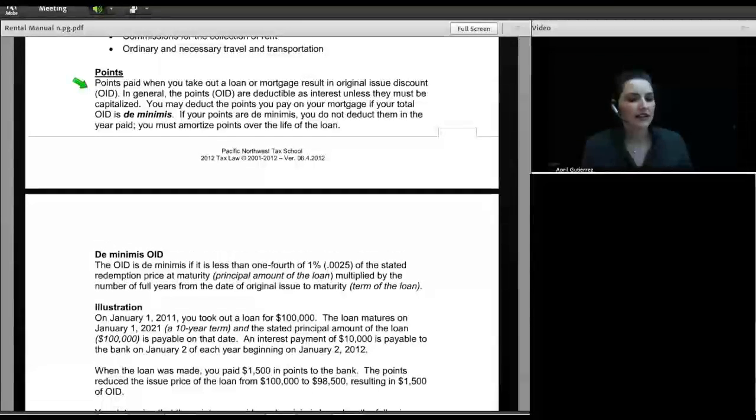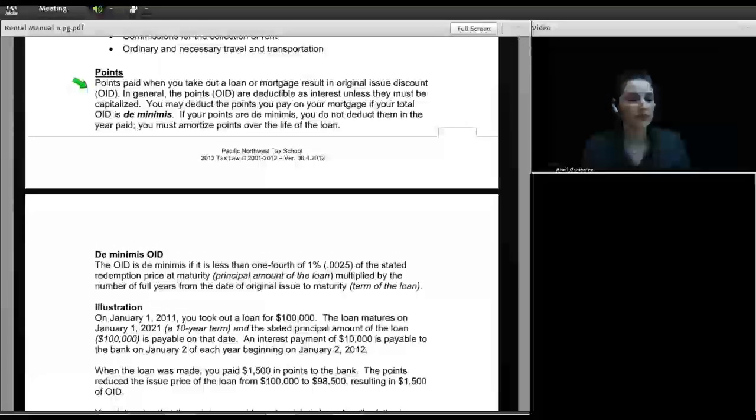IRS says that when you pay points associated with the acquisition of a rental property, for example, those points are not deductible when you pay them. If you pay points when you purchase your main home, they're deductible as mortgage interest in the year you buy your home, and you deduct them on Schedule A. But if you pay points when you are purchasing a rental property or refinancing a property, those points are not currently deductible. Instead, you have to amortize those points as a form of interest over the life of the loan.